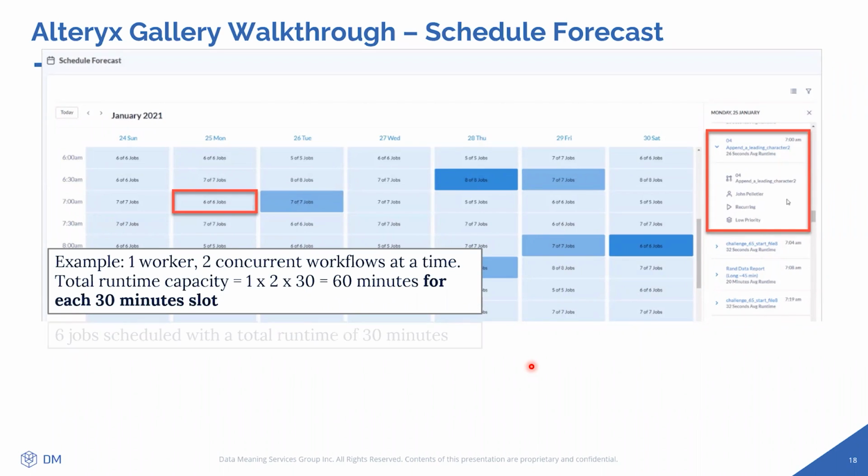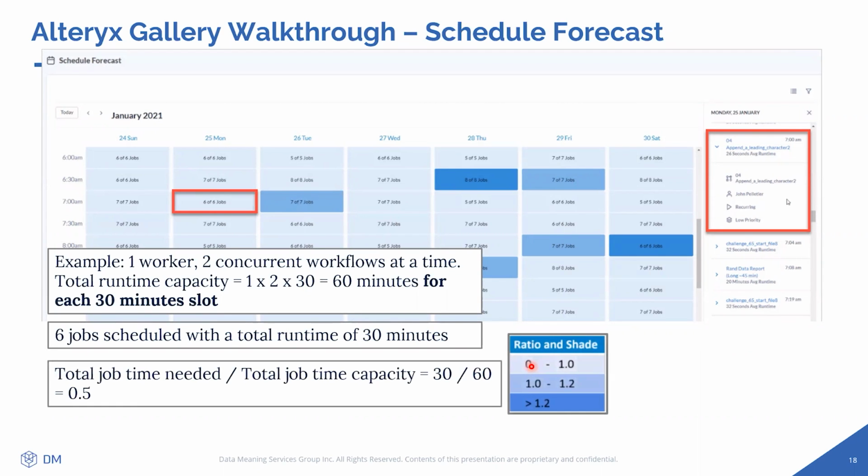That's my availability, right? If I have 6 jobs to run on that 30-minute slot, that means that I have 30 divided by 60, 0.5 of ratio, right? So that is my ratio of availability and jobs that I have scheduled. And you can compare that with this shaded table here, that you can see if you have a number that is in between 0 and 1, that is good.